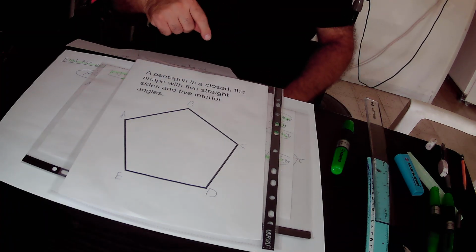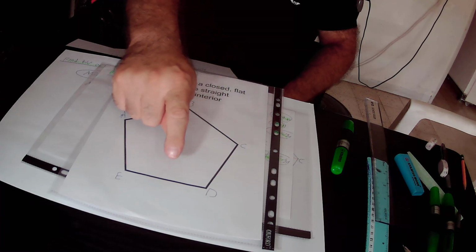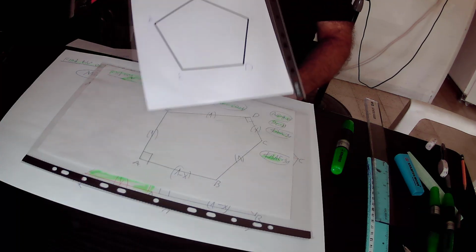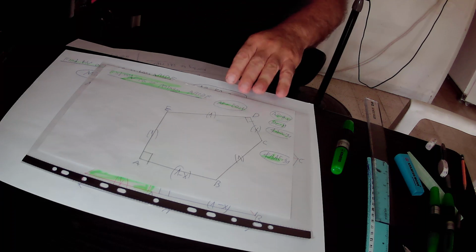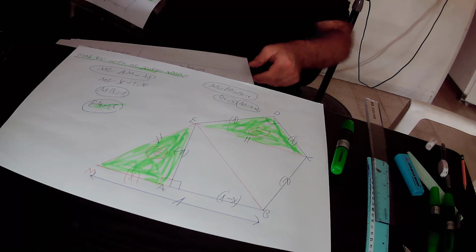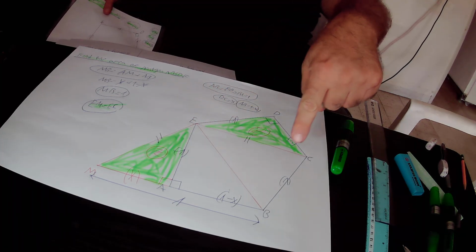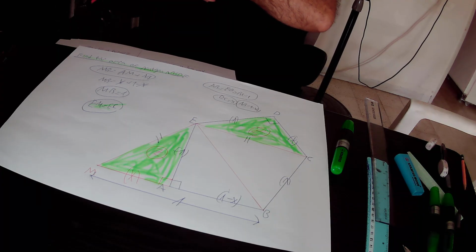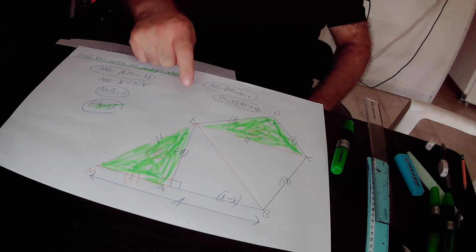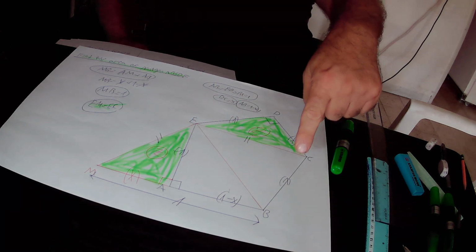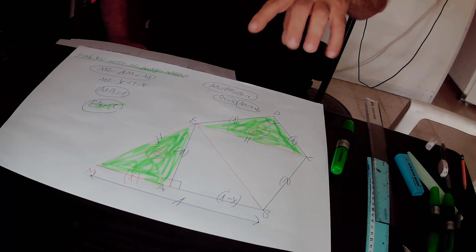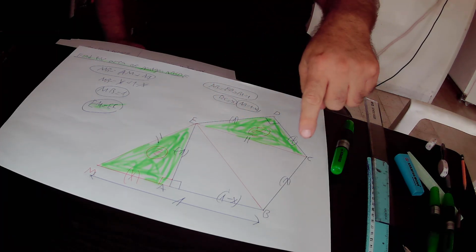This is pentagon ABCDE. There are 1, 2, 3, 4, 5 sides and also 1, 2, 3, 4, 5 interior angles. So our task is to find out the area of this pentagon ABCDE. The question tells us that this is a right angle, ED equals 1, DC equals X, CB equals 1, AB equals 1, and EA also equals 1. Again, our task is to find the area of this pentagon ABCDE.